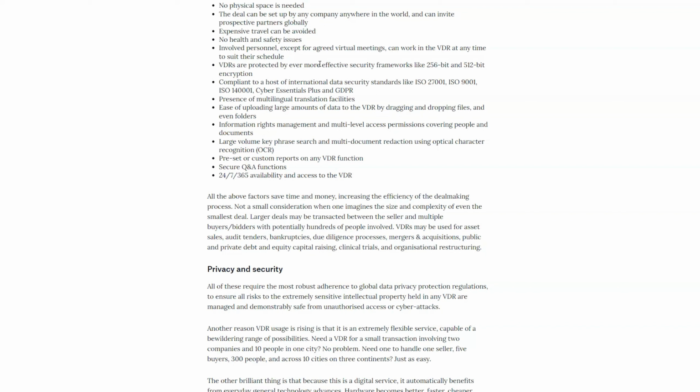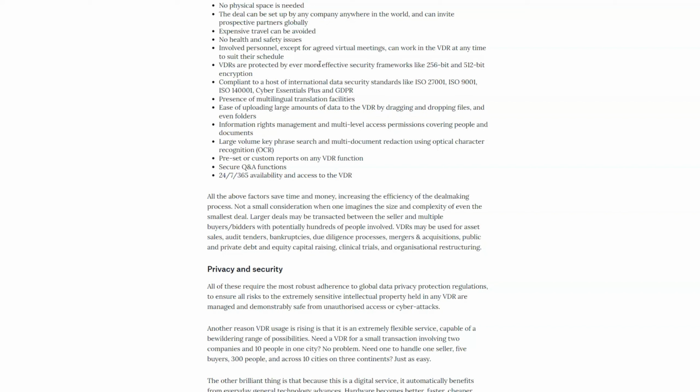Privacy and security. All of this requires the most robust adherence to global data privacy protection regulations to ensure that the extremely sensitive intellectual property held in any VDR is managed and demonstrably safe from unauthorized access or cyber attack.